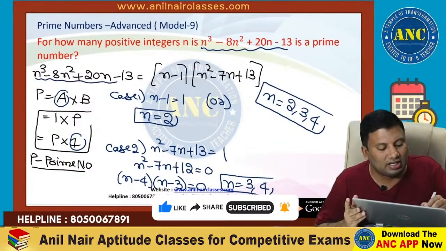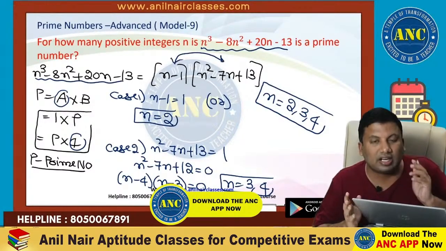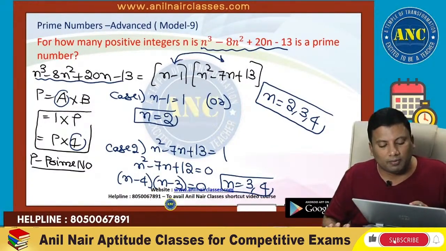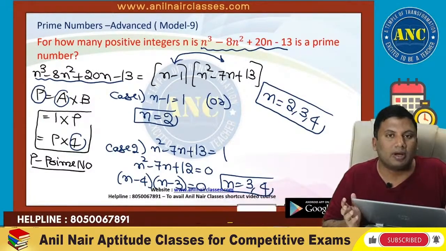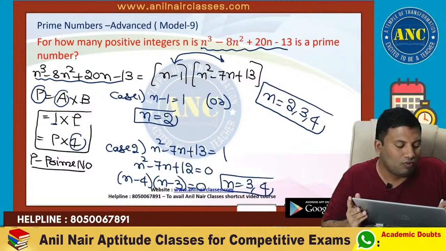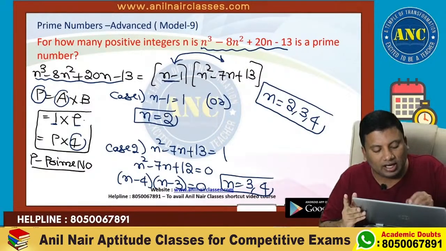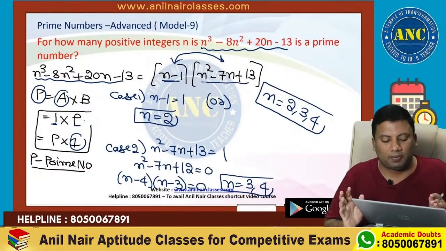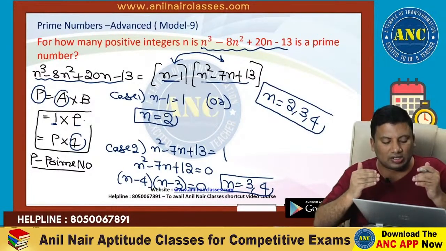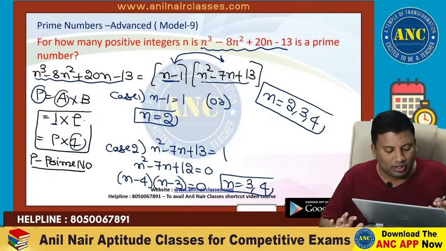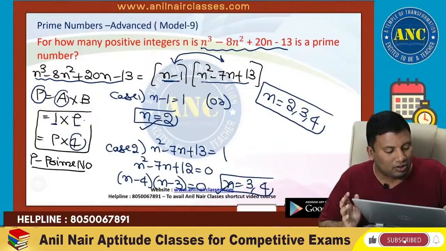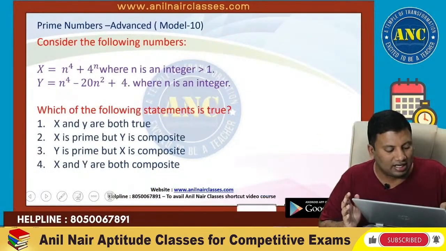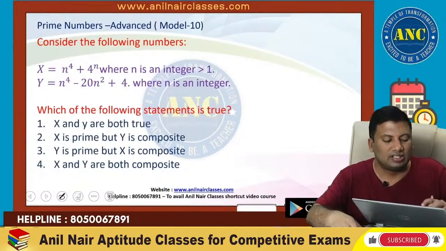The cubic expression is written as a product of two factors, that is n minus 1 into n square minus 7n plus 13. If this number is a prime number, it has got only two distinct factors, 1 and itself. So 1 into p or p into 1. Either n minus 1 can be 1 or n square minus 7n plus 13 can be 1. Two cases, case 1 or case 2. You can take any two cases, you will get the answer. So n equivalent to 2 or n equivalent to 3 and 4. I hope the idea is clear. Each and every question, please listen carefully, sir.